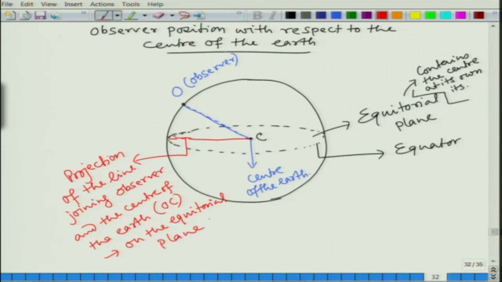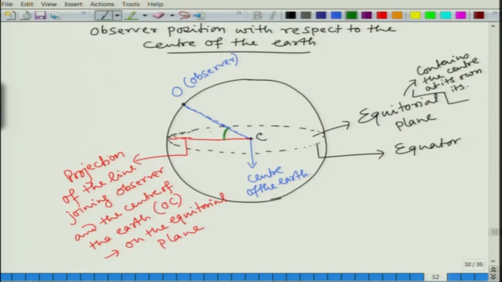Okay. Now, the angle that line OC is making with the equatorial plane, which is this angle. What angle is this? You know this, right? This is the latitude. So, we designate it with L. So, L is nothing but the latitude of the location of the observer.